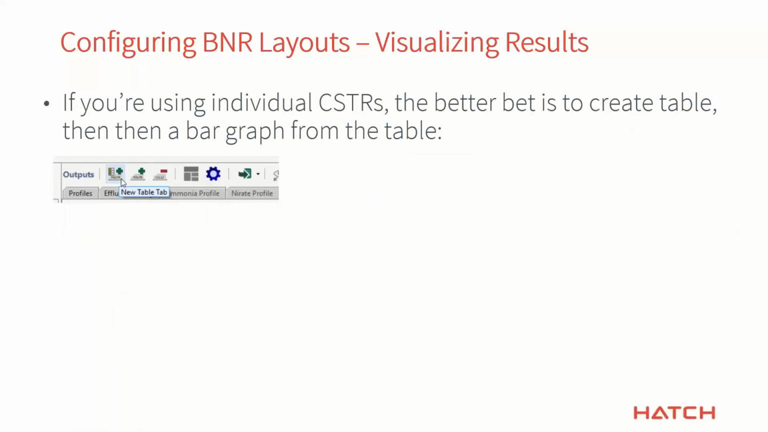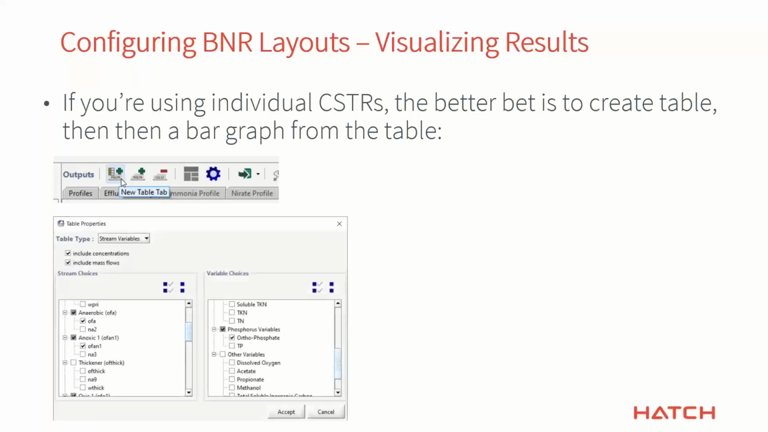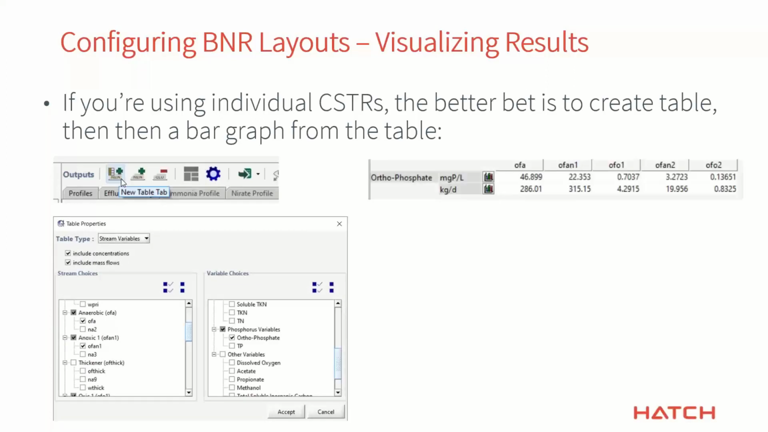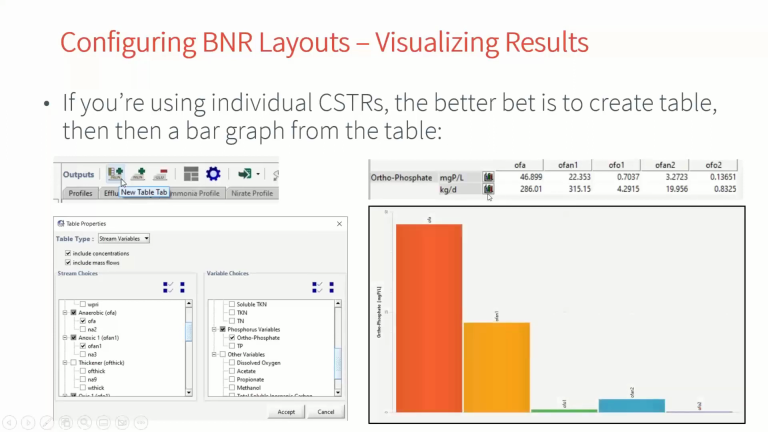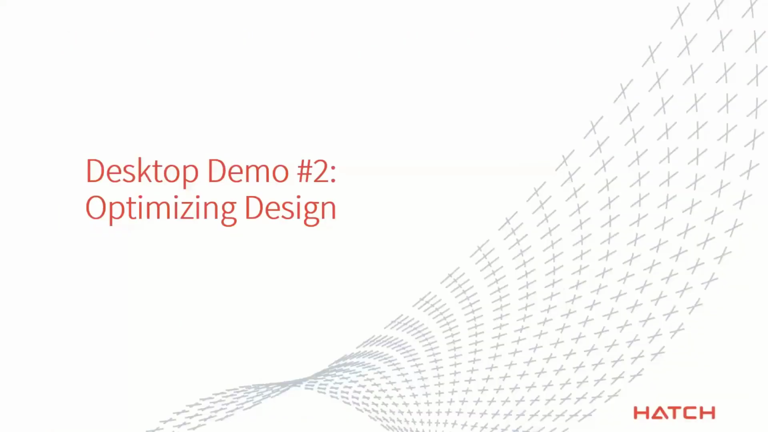If you're using the individual CSTRs, it actually is possible to combine them together in a bar graph via making a table. It's sort of an extra function that we have. If you want to be able to make a bar graph across the plant, across different unit processes, click on this new table tab button at the top of the outputs and make a table. You select which units you want and which things you want to graph from each unit. And then it makes a table that looks like this. But then you can click on this button right here, and then that will give you a bar graph. It's a way to get a bar graph of more than just the plug flow tank. But you can use it for that same type of process as well.